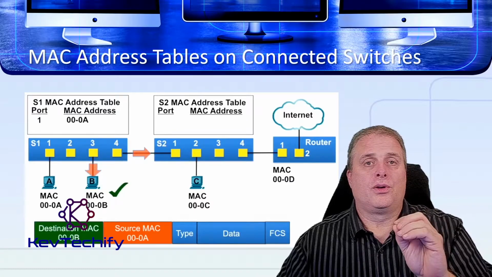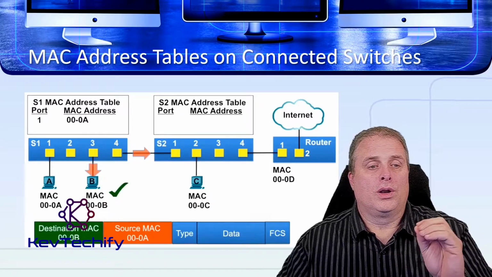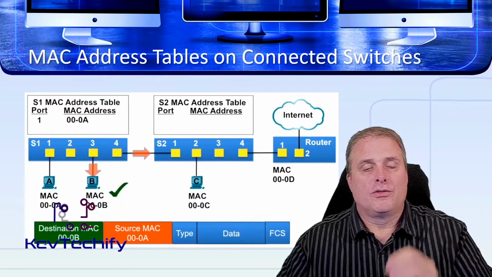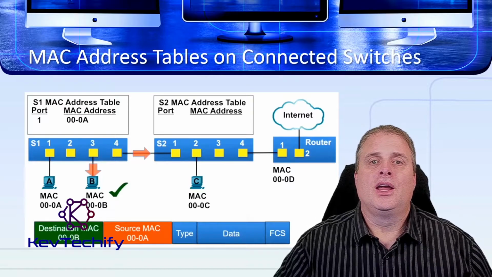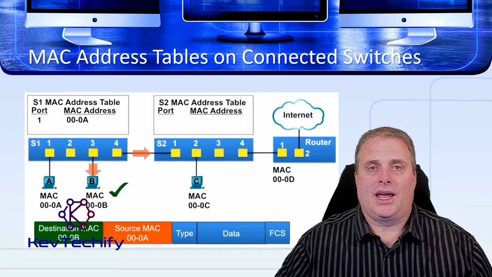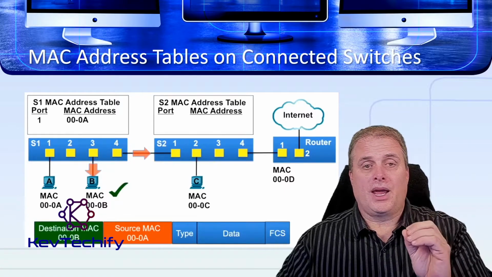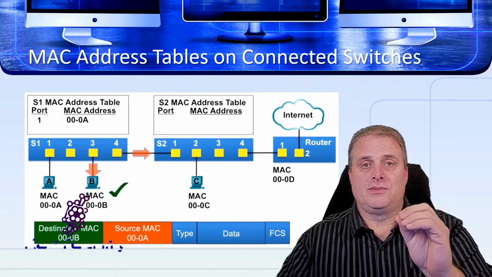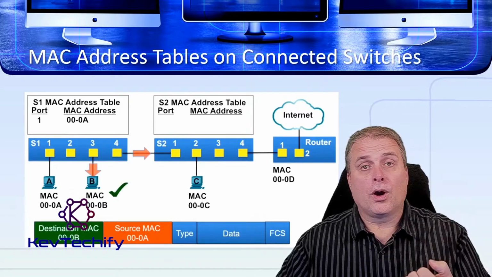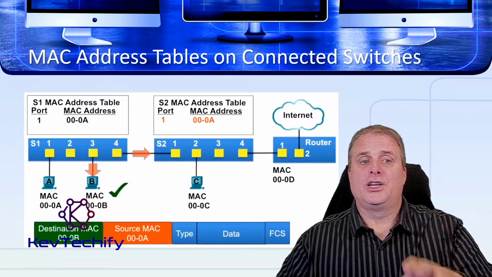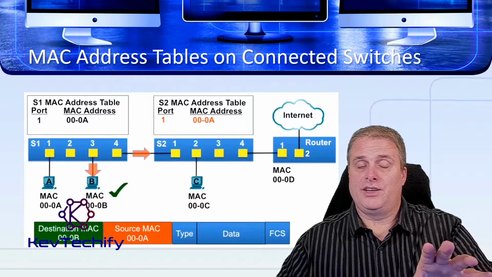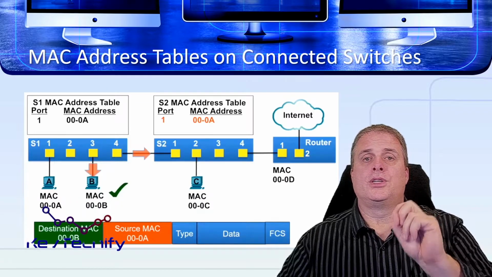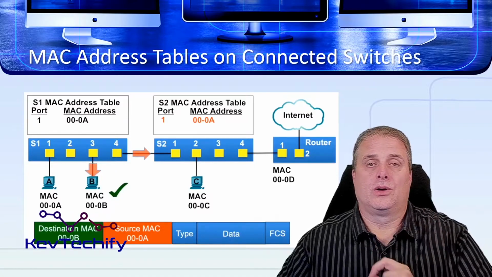Meanwhile, it also got forwarded out of switch 1 port 4. When it goes out of switch 1 port 4, it goes into switch 2 port 1. First thing the switch does when it receives that frame in is look at the source MAC address of the frame. Source MAC address is 00A. Looks in its own MAC address table. Do I have an entry for MAC address 00A? No, I do not. Let's create an entry. That entry stores the port information that it received it in. It received it in on port 1 on switch 2, and it puts the MAC address in there, 000A.